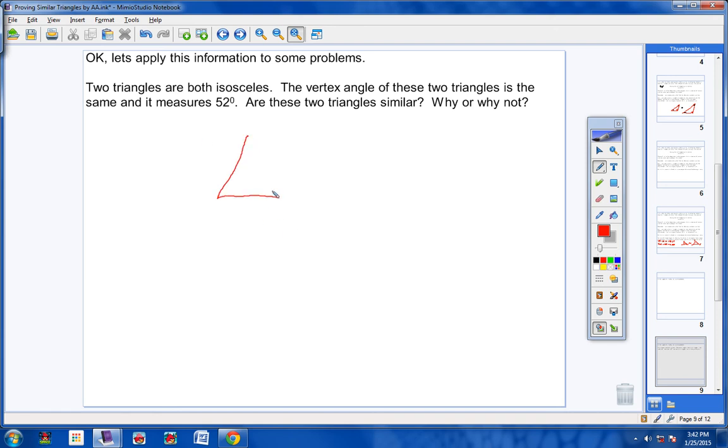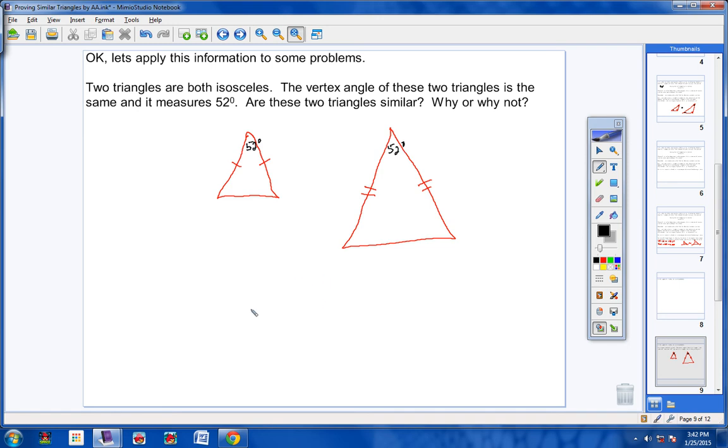Isosceles triangle. I'm going to go ahead and mark this side congruent to this side. Then I'm going to draw one that's not congruent because it says they're not congruent. Actually, it does not say that. We're going to get to one later that does say that in a second. But for now, we have two triangles. They're both isosceles, and their vertex angle is 52 degrees. So I'm going to put 52 degrees here and 52 degrees here. Now, are these two triangles similar?